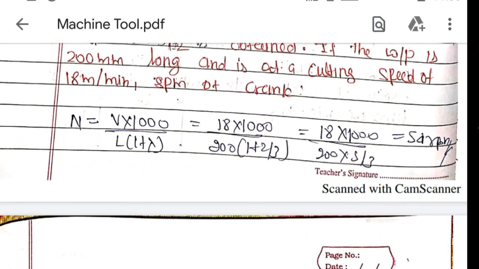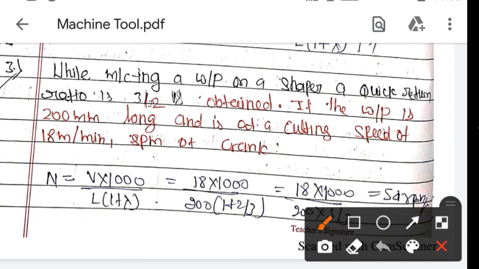Okay, so again we'll solve one more. A workpiece on a shaper, with a quick return ratio given as 3 divided by 2, which is more than 1, but it should always be less than 1. So while writing lambda, you reciprocate it and write it for solving the numericals. Otherwise, even if the process is right, you will get the wrong answer and your marks will get cut. If the length of the workpiece is 200 mm and the cutting speed is 18 meters per minute, then we have to find the strokes per minute of the crank.